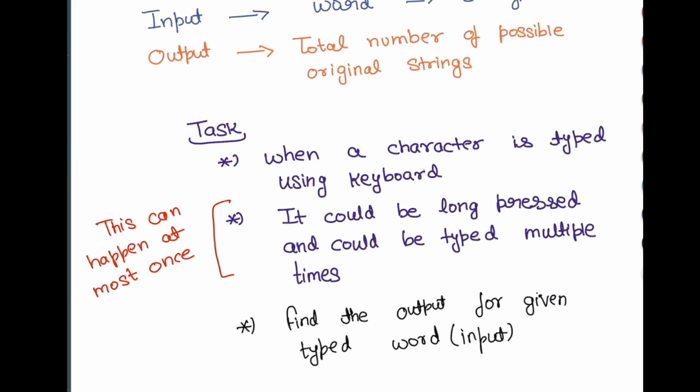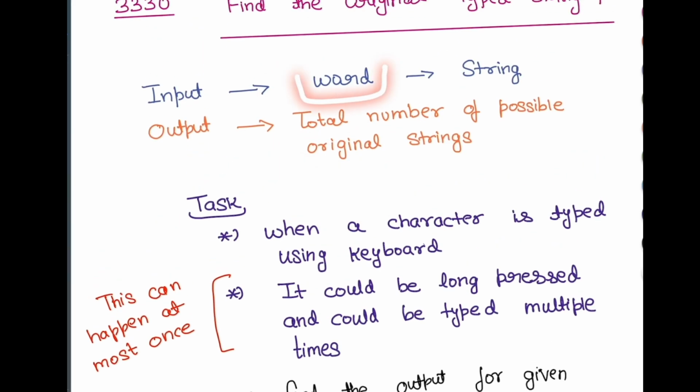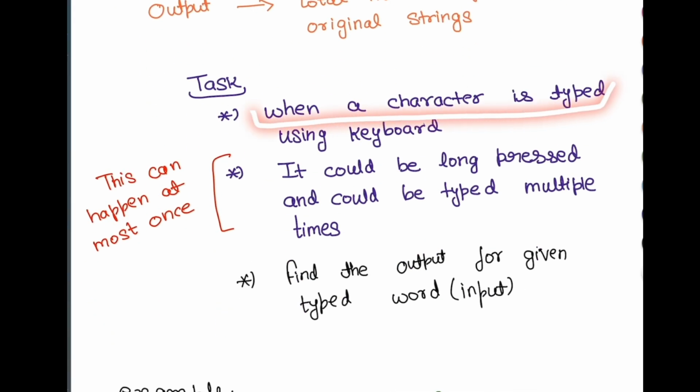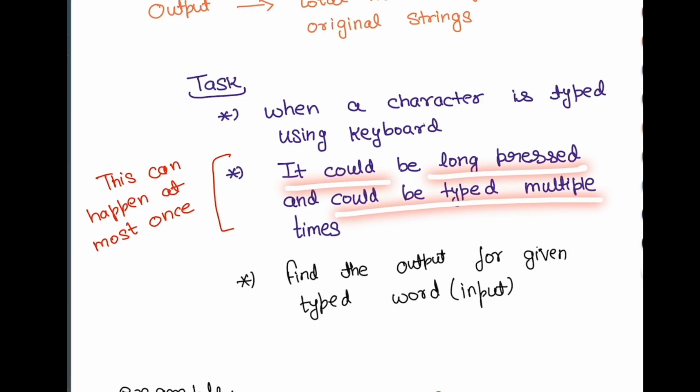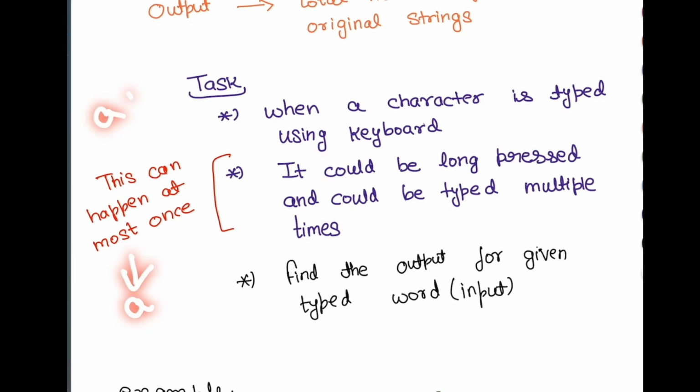So in the problem it is saying that there is a person Alice, and this person is trying to type a word, and that's the input you are receiving. But when she is doing the typing, she might make a mistake, and let me tell you what. So basically when a character is typed using a keyboard, it could be long pressed and could be typed multiple times. That is, let us say you are trying to type a character A, and if you long press this character A, then you are actually typing A multiple times, right? So that is what's happening in the problem.